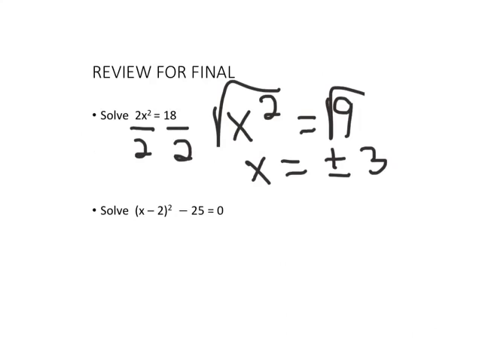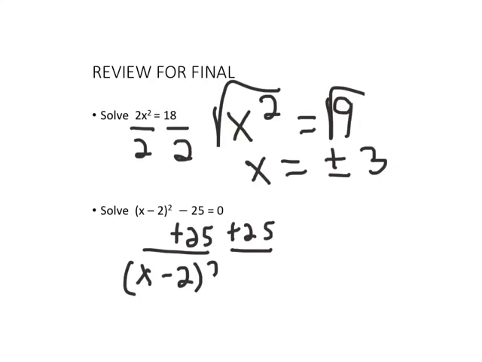All right, go ahead and write down example number 2 here. Example number 2, same method. We're going to solve by taking square roots. So the first thing we're going to do is add 25. We want to get that 25 out of there. See you later, 25. Take a hike. Go to the other side. That leaves us with x minus 2 squared is equal to 25.